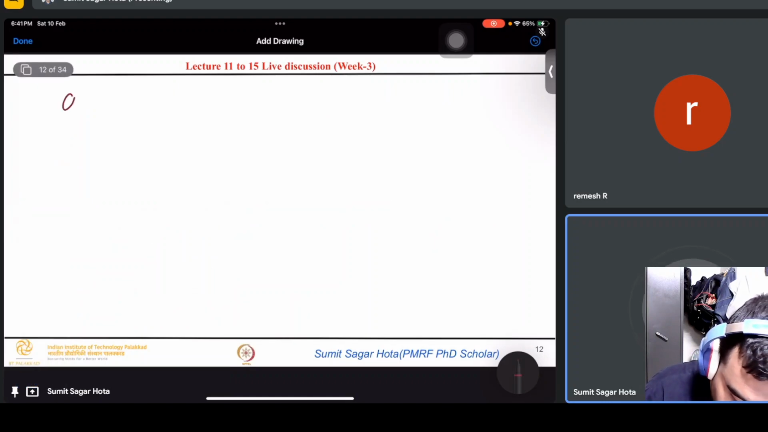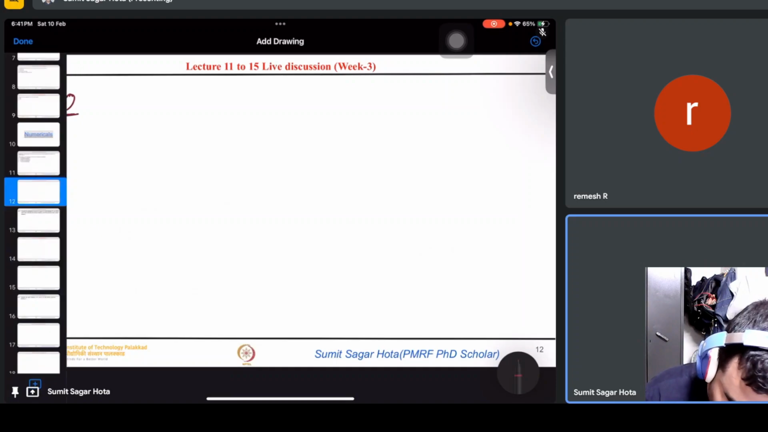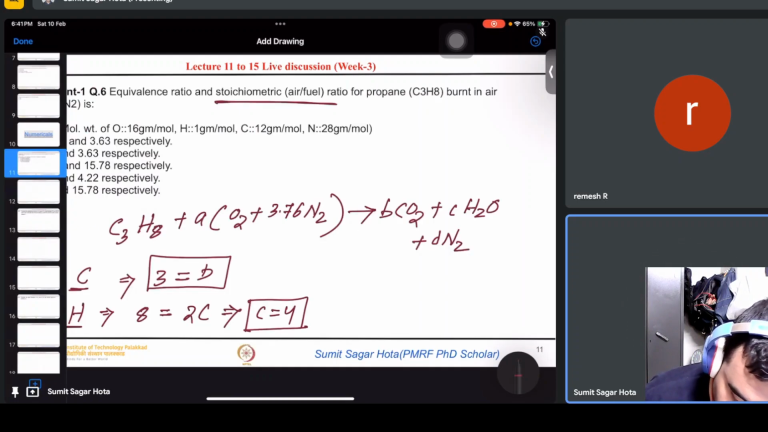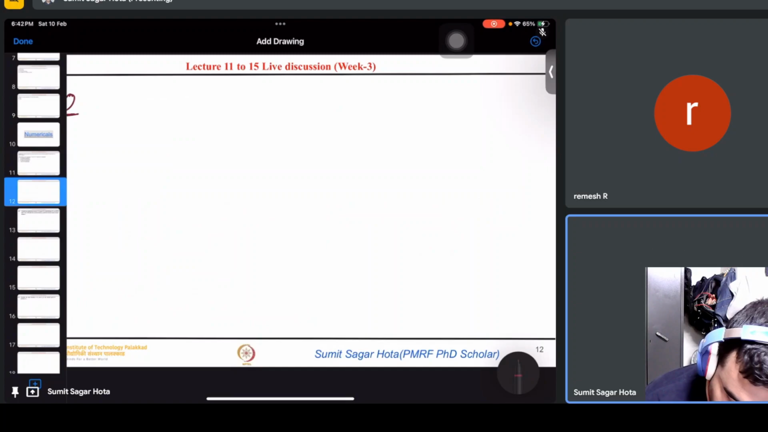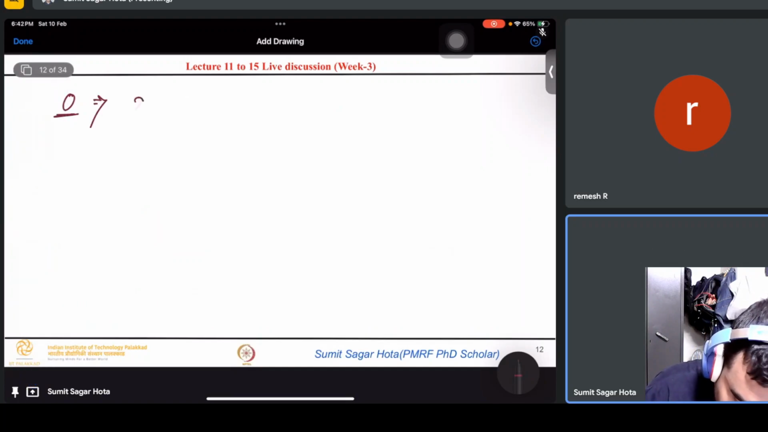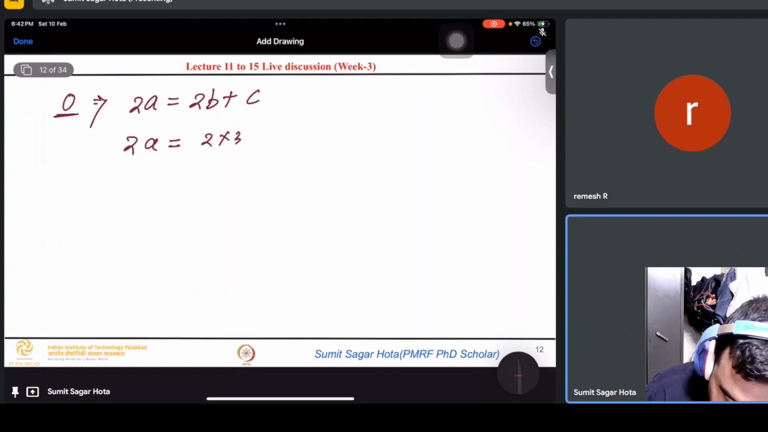Now we balance the oxygen atom. You see the oxygen on the left-hand side is 2A, and on the right-hand side it equals 2B for CO2 plus C. So 2A equals 2B plus C. With B already known as 3 and C already known as 4, this equals 10. So A comes out to be 5.